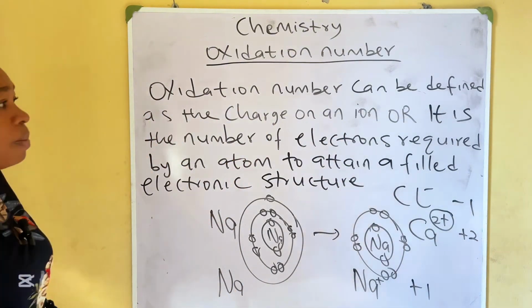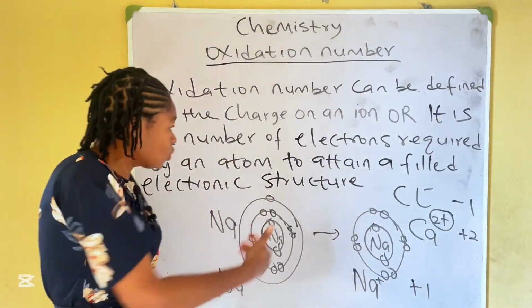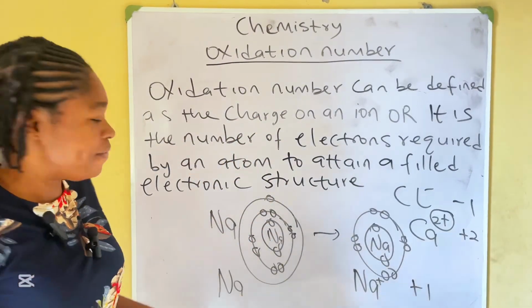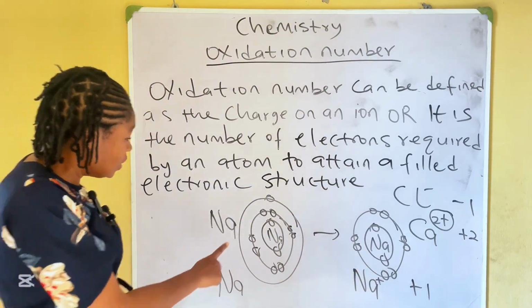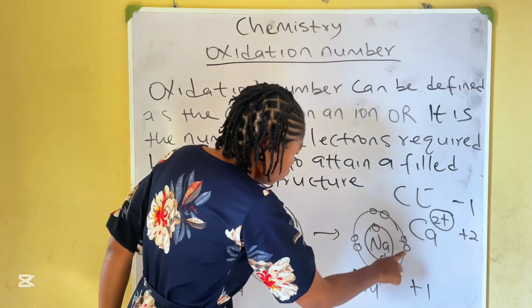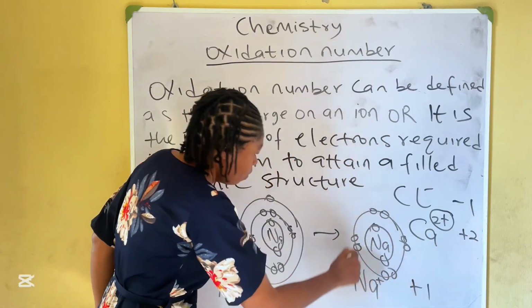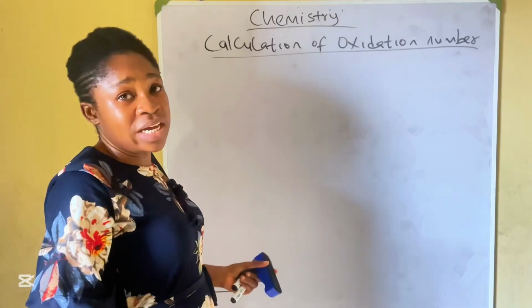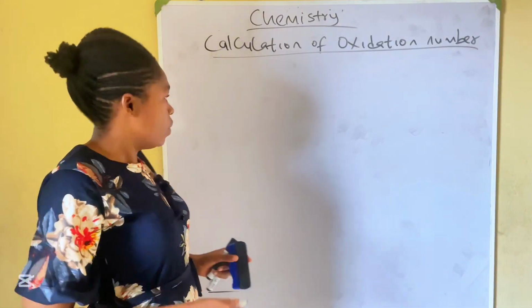Another definition of oxidation number: it is the number of electrons required by an atom to attain a filled electronic structure. So as you can see, when sodium loses an electron, it has attained a filled electronic structure, octet configuration, the outer electrons being 8. Okay, let's look at the rules that will guide us in calculating oxidation number.